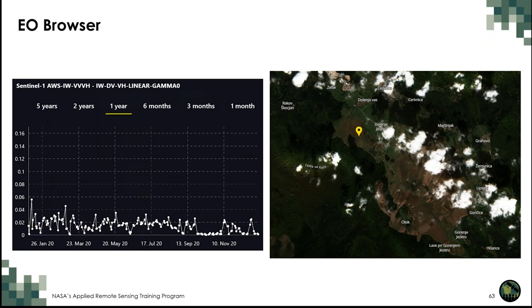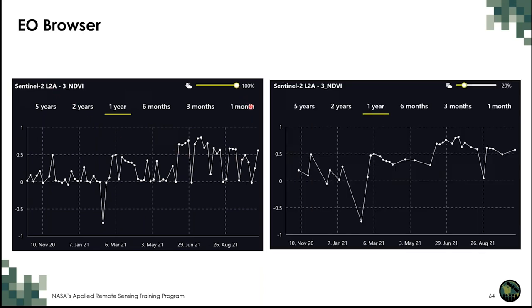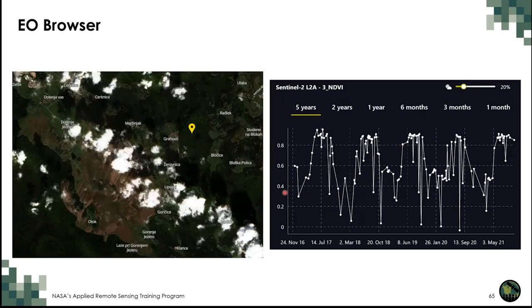Or we can see the time series for optical data, Sentinel-2 Level 2A time series, where we can reduce the amount of clouds and get a less noisy time series, and where we can increase the time series to get a 5-year time series, like it is the case here, where you can see the development of vegetation in this point or polygon, and you are able to do the time series analysis later.